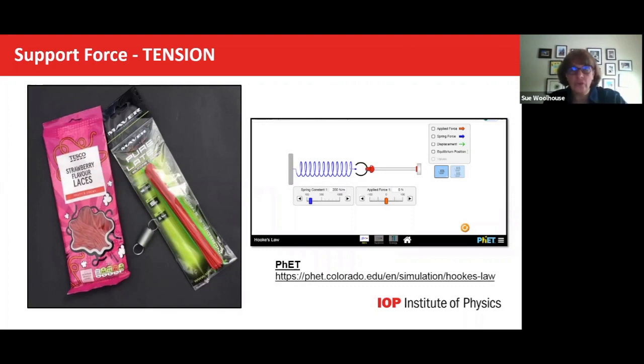And of course, we can also complete the traditional stretching the spring experiment. And there's a version that might be useful to you on PhET. It's a simulation, but it's interactive and you're able to increase the force on the spring and actually take measurements for extension that you can use to plot graphs and look at spring constants.